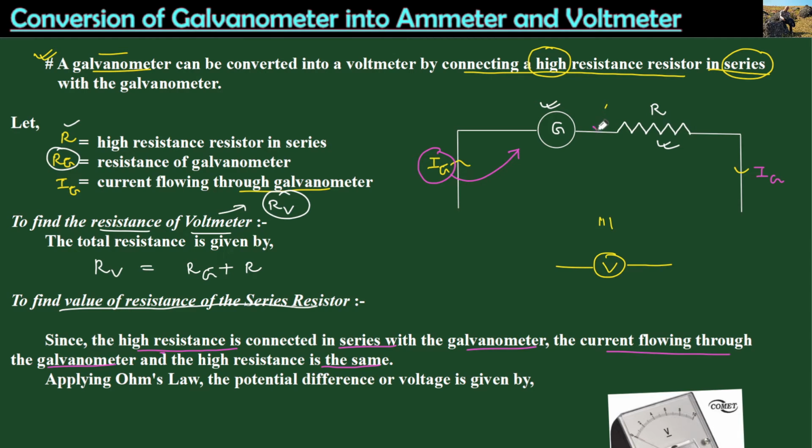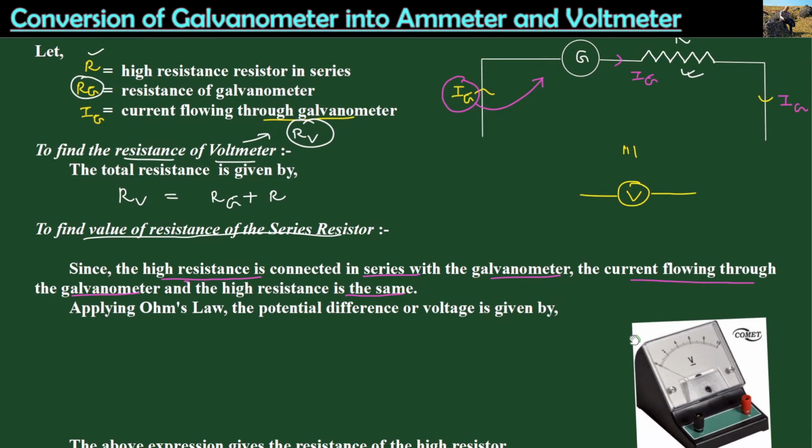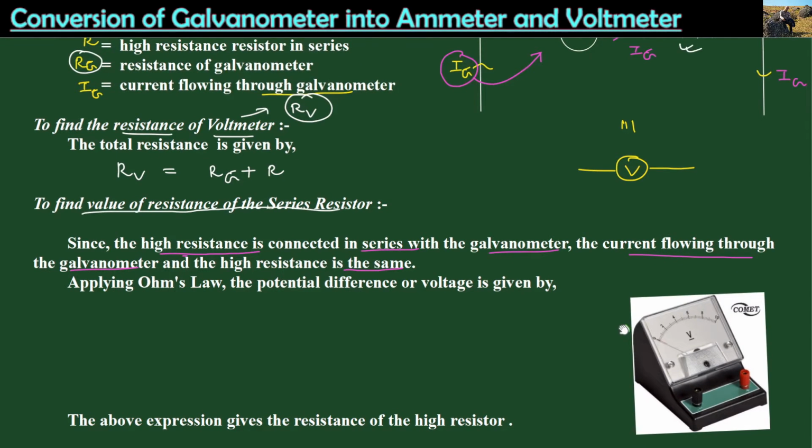Flows through that high resistance resistor, which is your R. So Ig also will be common to capital R, which is our high resistance resistor, and Ig also is common to G, which is the galvanometer. From here, let us write down the equation.